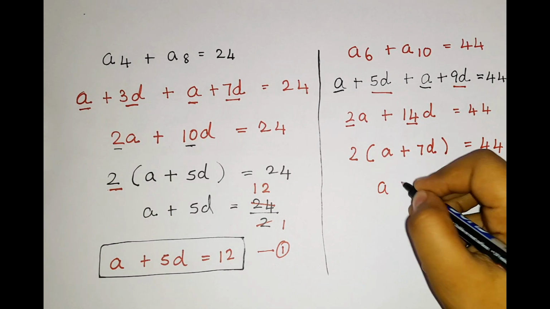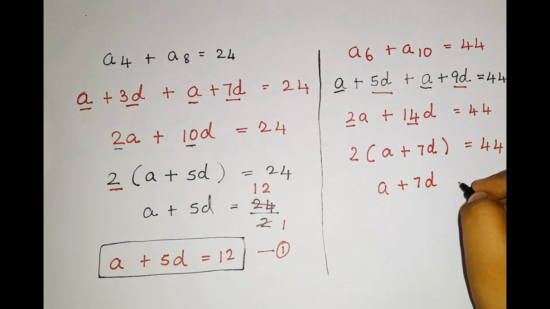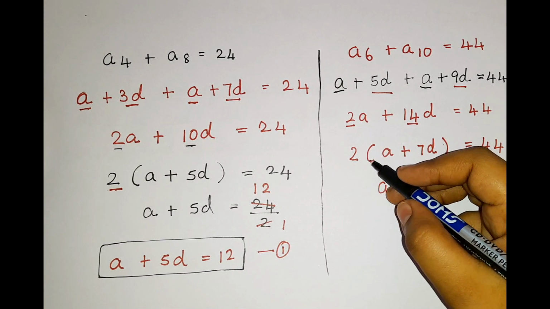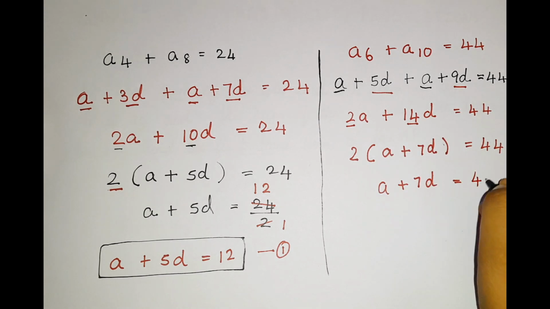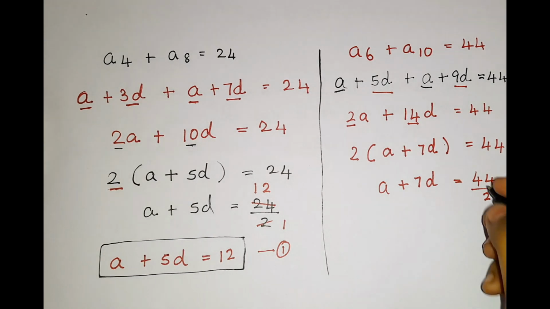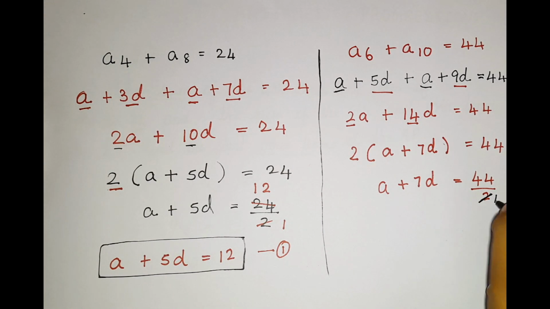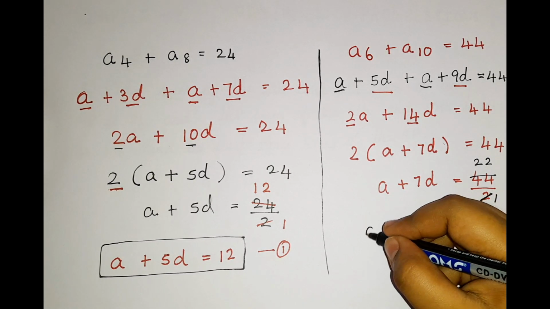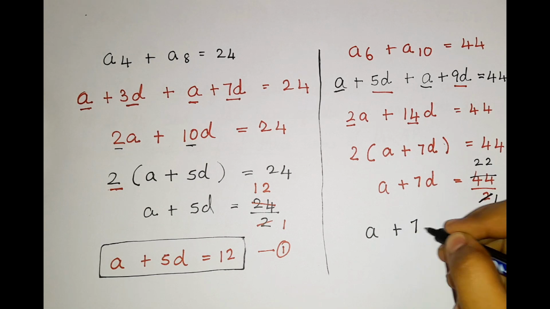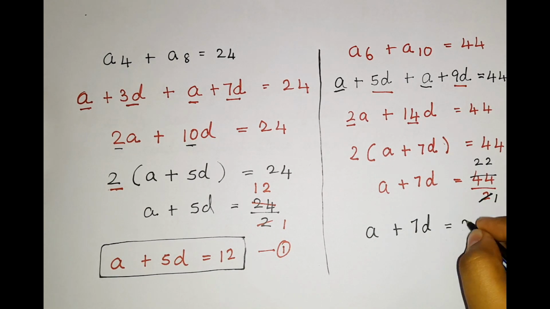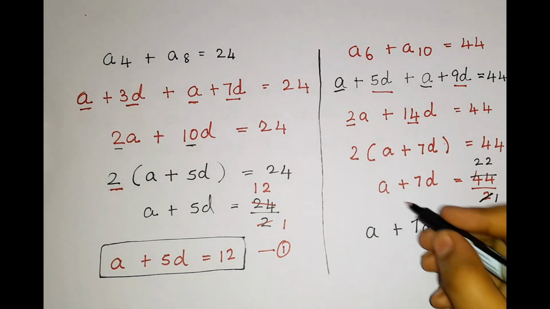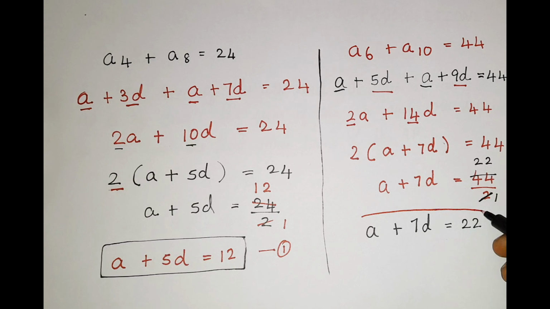Now a plus 7d is equal to, so the bracket means multiplication, so when the 2 comes to this side it changes into division, so 44 divided by 2, so we can cancel them. 1 2 is 2, 2 2s are 4, 2 2s are 4, so we will get a plus 7d is equal to 22.